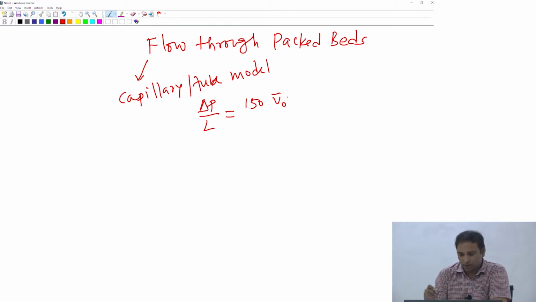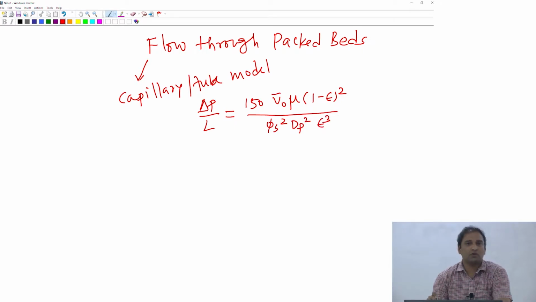of the liquid that's flowing through the packed bed, mu, which is the viscosity, (1 minus epsilon) whole square divided by phi s square into dp square times epsilon cube, right? That's what we had developed.